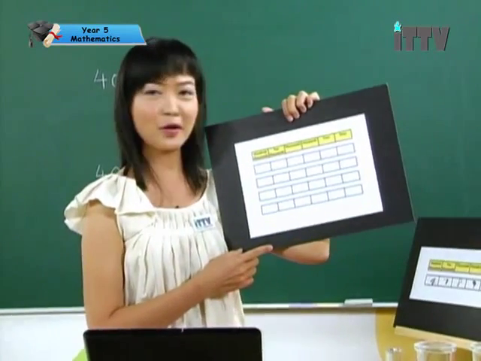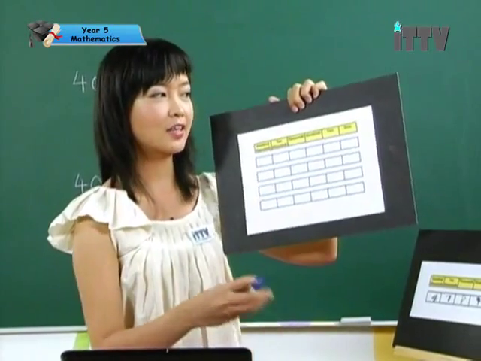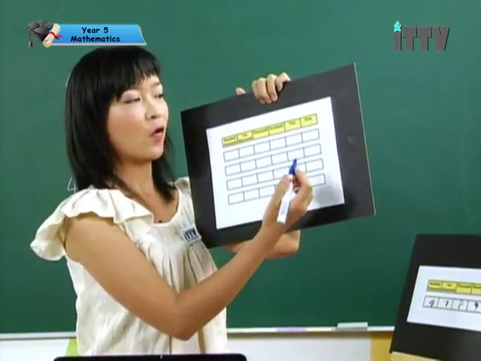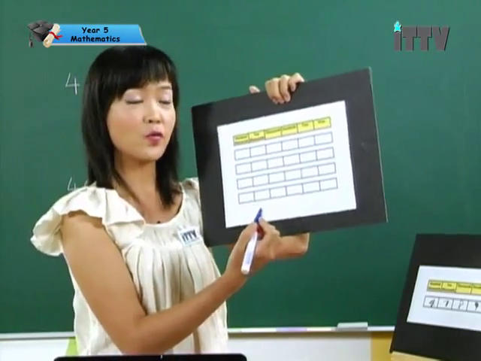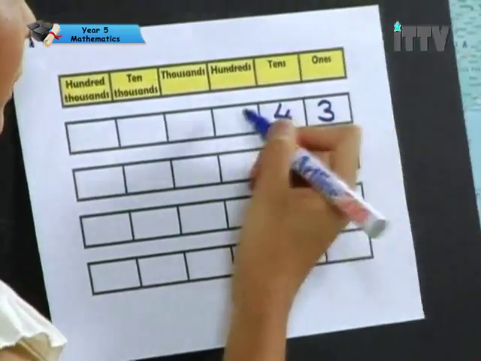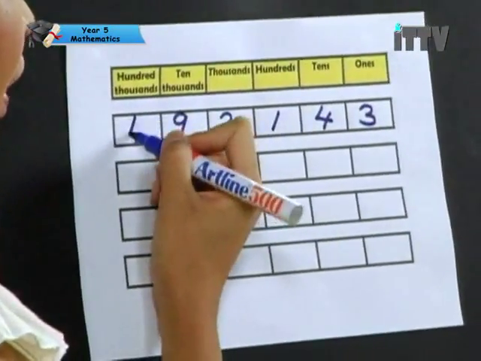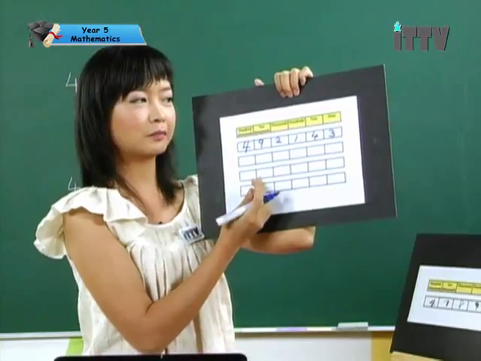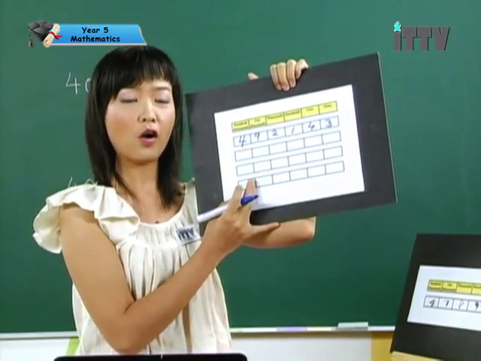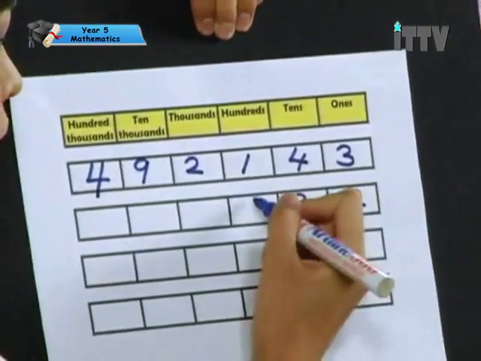Okay, I have one big one right here. And now we are going to fill in the numbers, starting from the ones. So for the first man, he has 492,143, right? Okay, we've gotten the numbers there. What about the second man? He sold 494,132.